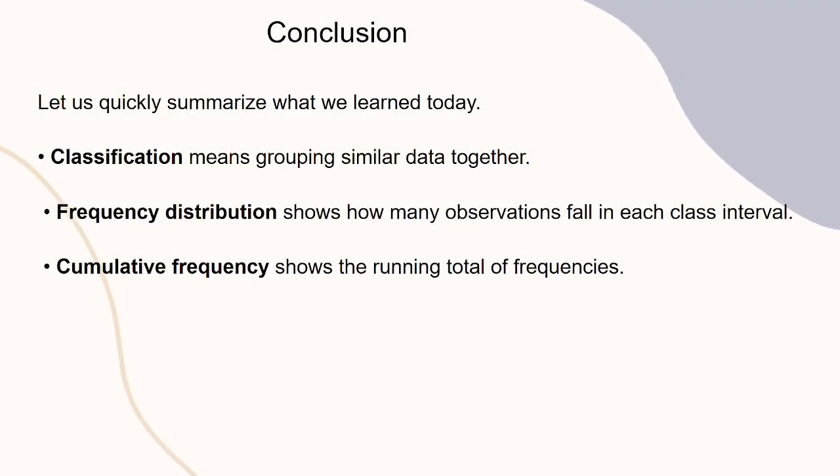Let us quickly summarize what we learned today. Classification means grouping similar data together. Frequency distribution shows how many observations fall in each class interval. Cumulative frequency shows the running total of frequencies. These methods help us transform raw data into a meaningful information.